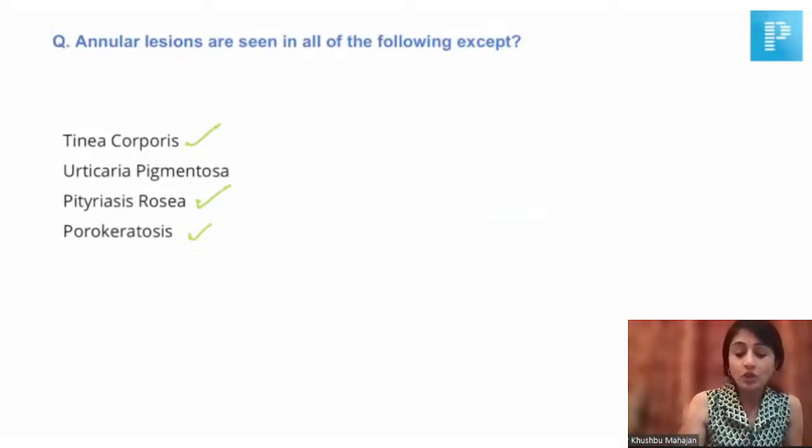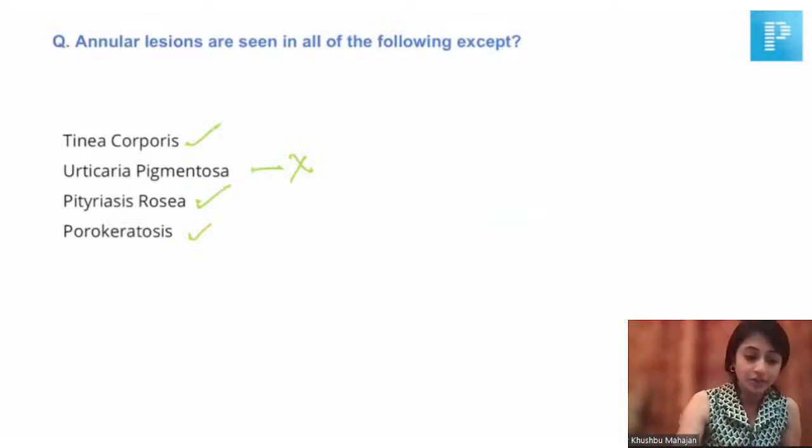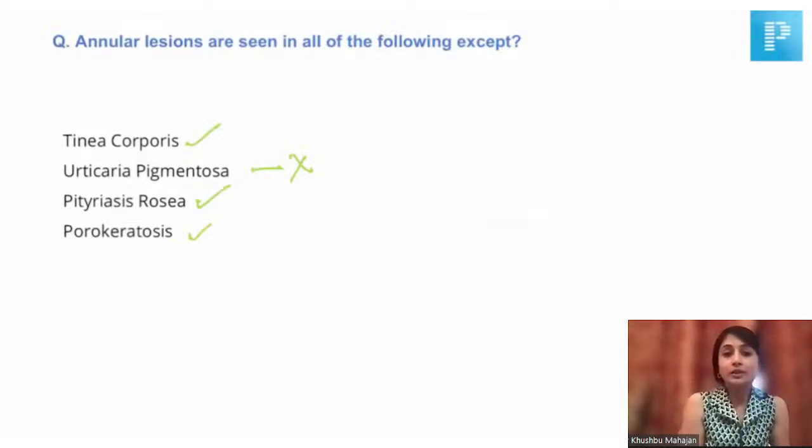Urticaria pigmentosa is not something where I see annular lesions. Urticaria pigmentosa, as I have already told you, is a form of cutaneous mastocytosis, which you see in children around 2 years of age. They present with more of urticarial lesions, which are edematous, erythematous, and itchy. They're usually not annular lesions. So this is one of the questions.